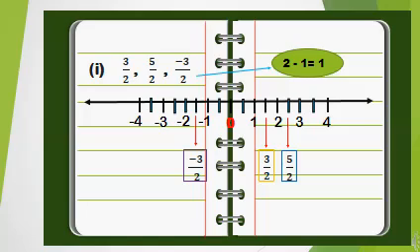Between 0 and 1, we will take a gap of one line. Between 1 and 2, we will take a gap of 1 line. Between 2 and 3, we will take a gap of 1 line. Same as it is, we will do till number 4.